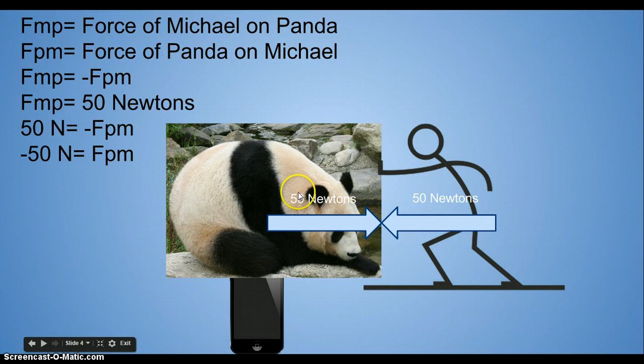direction. So if we look at the picture here, Michael is pushing 50 newtons in the direction of the panda, so this is the reaction force. And the reaction force, according to Newton's third law and our calculations, is 50 newtons in the opposite direction of Michael.